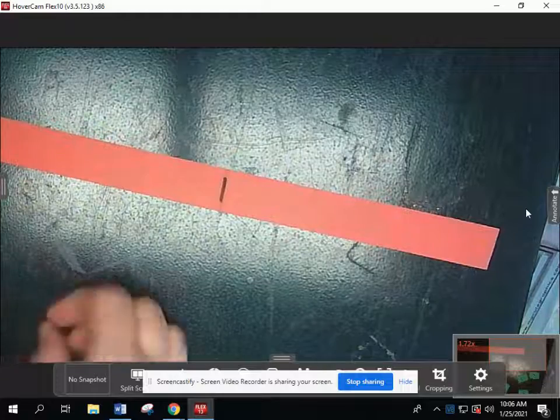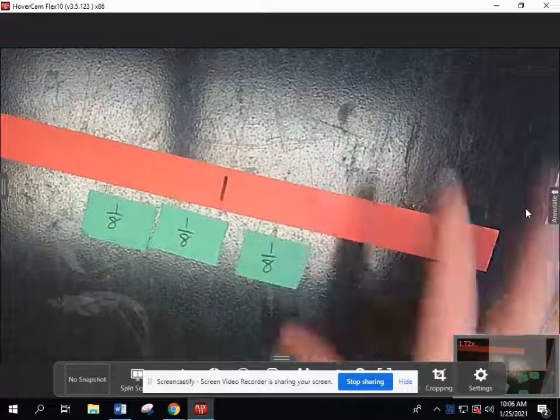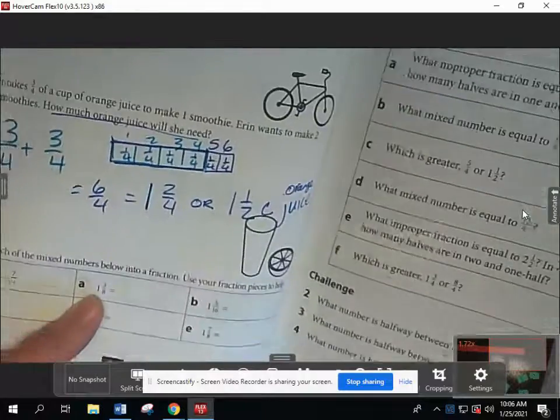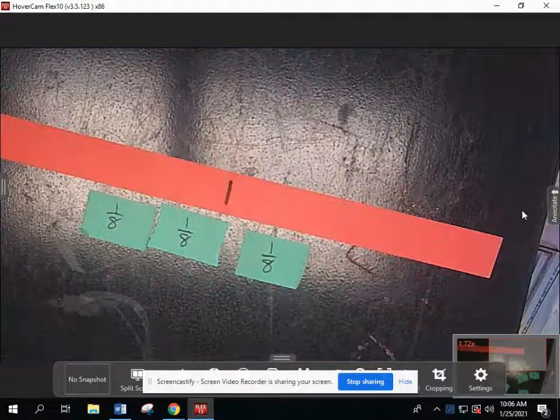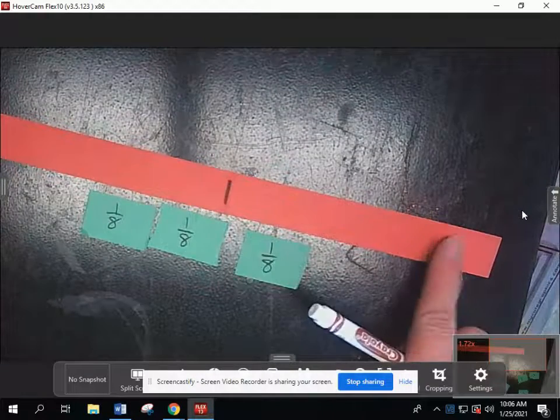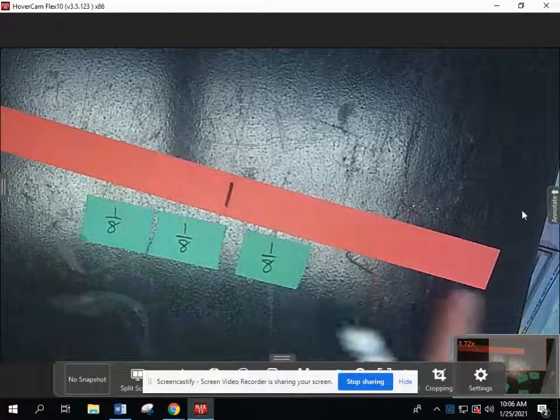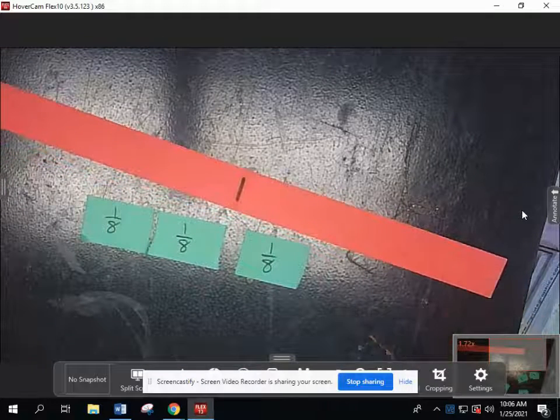Our next one, letter A. It tells us again we need our whole unit, and then it says we need 3/8. Here's my 3/8. I am supposed to change 1 and 3/8 into a fraction greater than 1. Since this is my whole unit, how many eighths go into this whole unit? If I was going to lay my green eighths on top of that red whole unit, how many could I use?